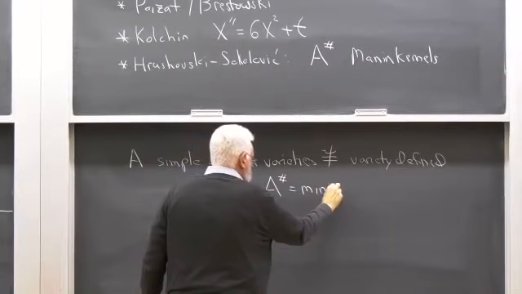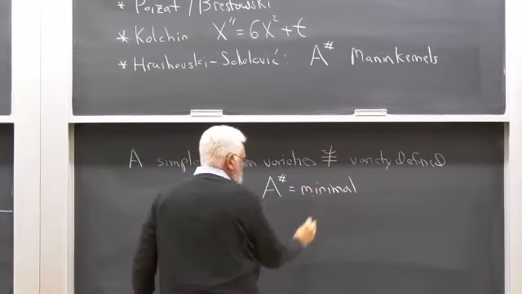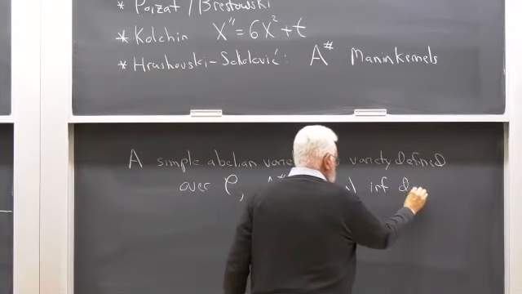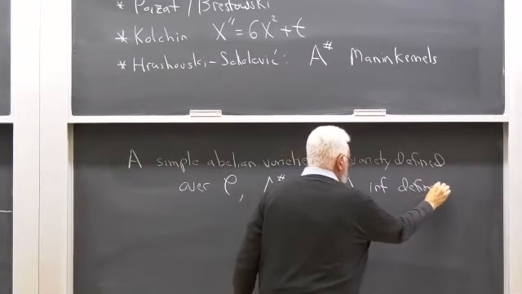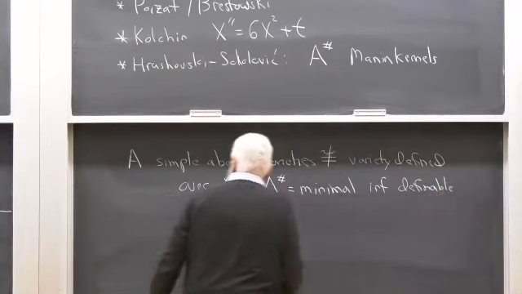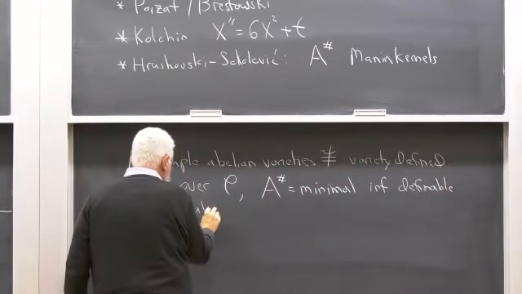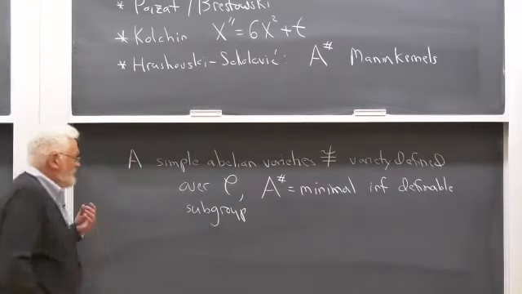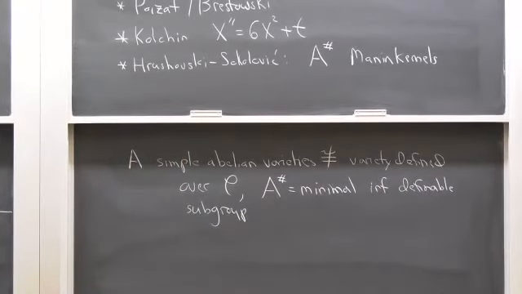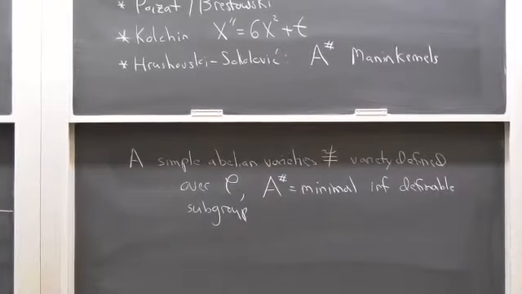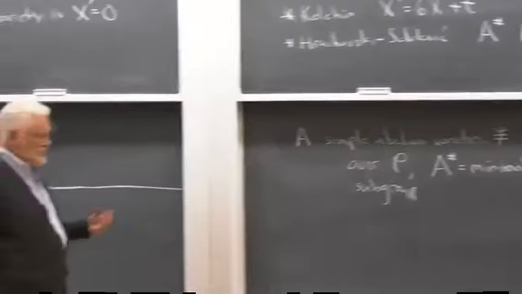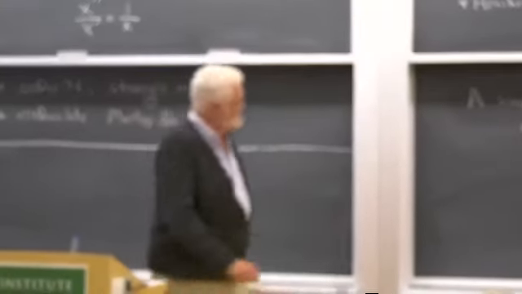And O sharp is the minimal infinite definable subgroup. We can give a more concrete characterization as the Kolchin closure of the torsion points.